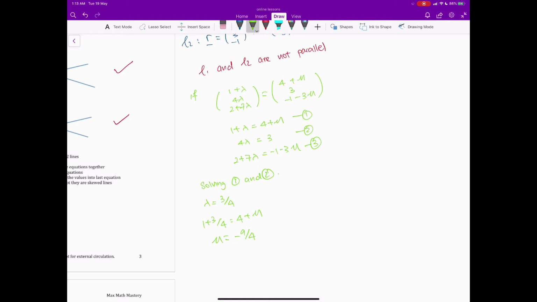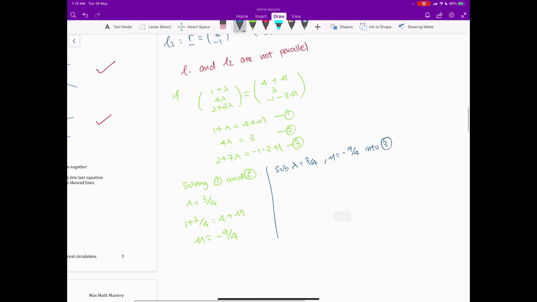However, if these two values don't fit into my third equation, it simply means that the lines are skewed. So from here, I'm going to sub my λ and μ into equation 3. Take note, over here I use equation 3 because for the first part I only used 1 and 2. If you use 2 and 3, kindly sub the λ and μ values into equation 1. So ultimately it depends on which first two equations you actually use. Same thing, I'm going to sub λ = 3/4 and μ = -9/4 into my equation 3.